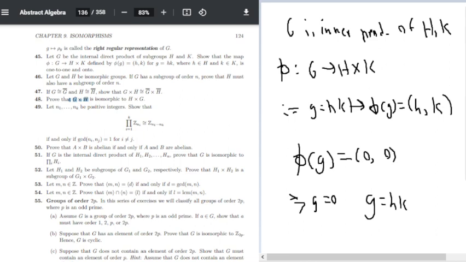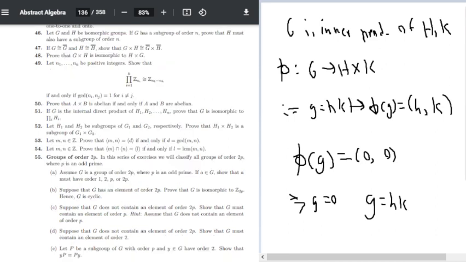Let n and k be positive integers. Show that this holds if and only if the greatest common divisor condition holds. Prove that A times B is abelian if and only if... no, I can't think. Okay.